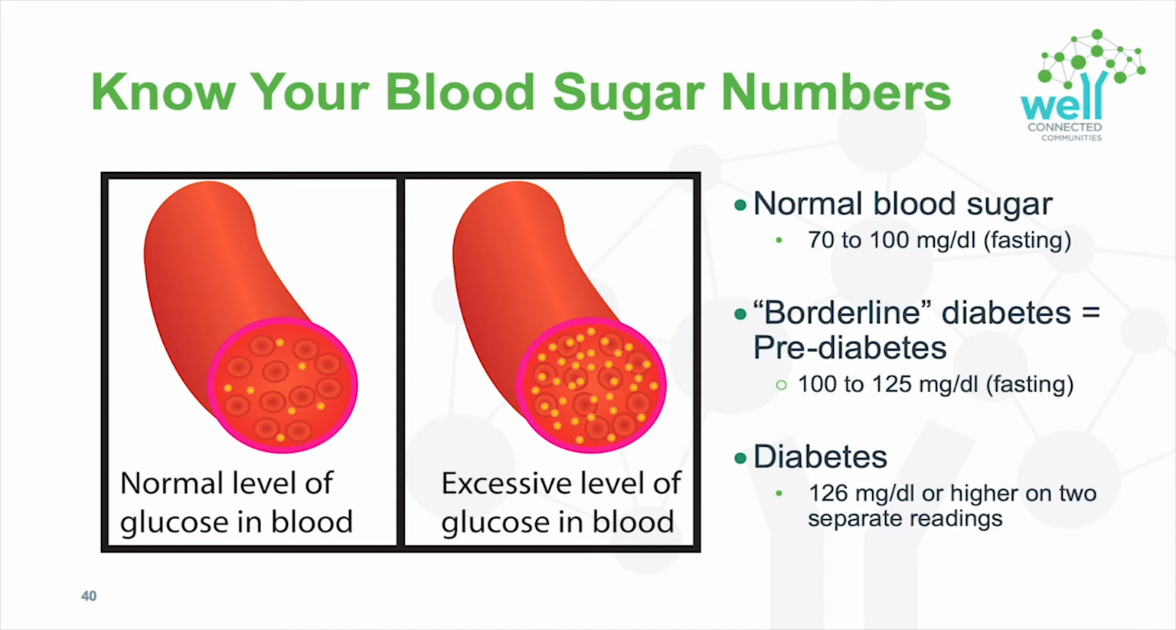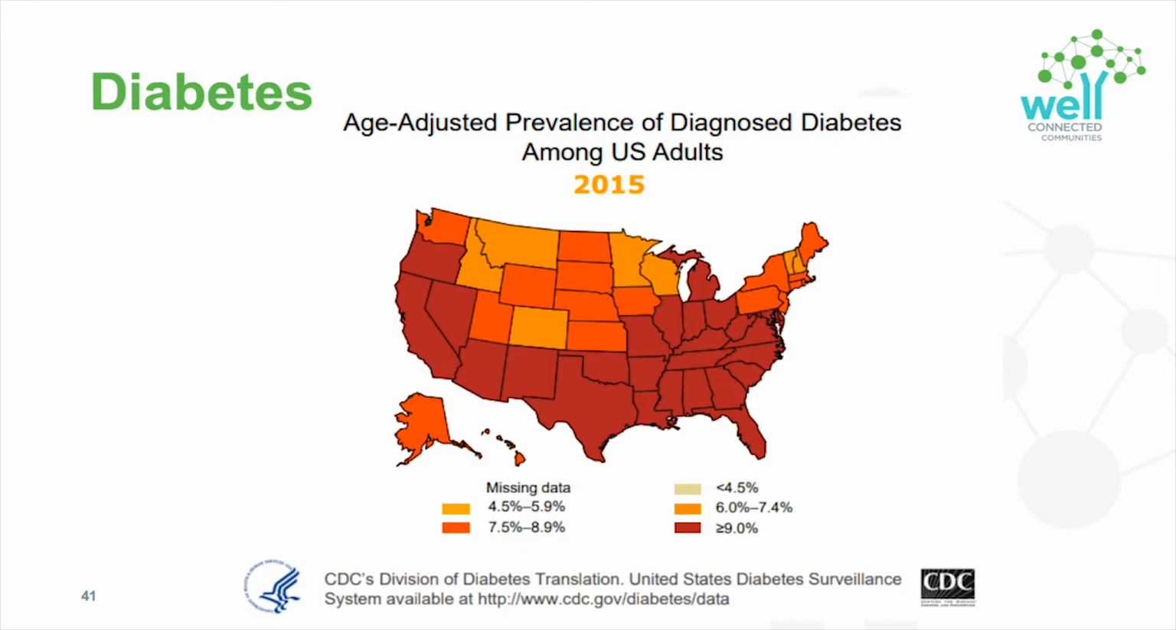Some parts of the country have a higher burden of diabetes than others. This map shows diabetes prevalence among adults in the United States. States in red have higher prevalence than those in orange shades. Do you see any patterns on the map? How do you think this might relate back to the map showing stroke, high blood pressure, and heart disease we looked at earlier? How does your state compare to others in the nation?